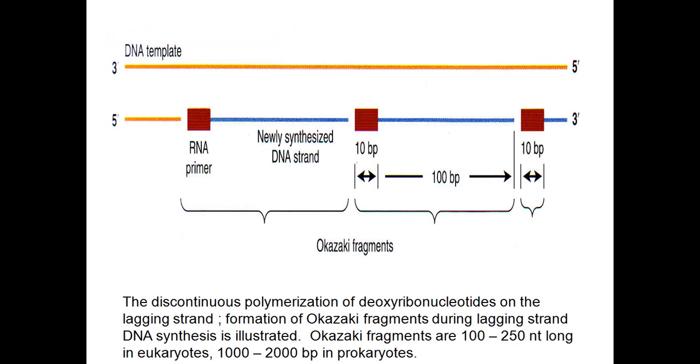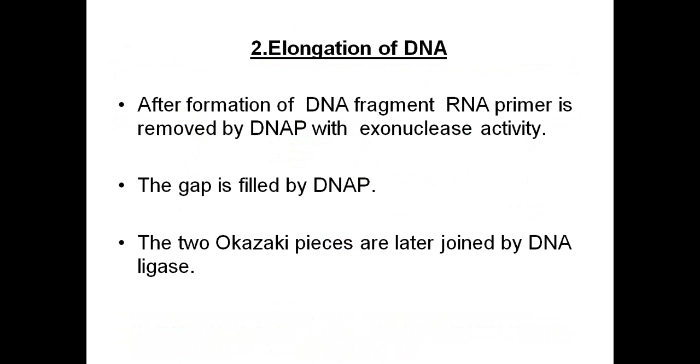So this is how the elongation process takes place. After formation of the DNA fragment, the RNA primer is removed by DNA polymerase enzyme with exonuclease activity. Exonuclease and endonuclease, two activities will be there for the enzymes that are involved in the process of replication. Exonuclease means removal. Endonuclease activity will be there for the restriction endonucleases. They are used for the cutting of DNA.